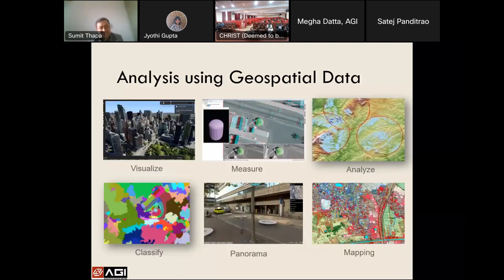And using these different data sets, you can do analysis. Some of these geospatial analyses are: you can visualize in 3D, you can measure, you can capture the information as it is available on the ground. You can do analysis like hotspot analysis. You can classify these images and create your land use, land cover map, showing how the different aspects are available on the ground in that area. You can use it for panoramic images. Reality capture is where a panorama will give you information which is available on the ground, just sitting in your lab or on a computer. And definitely mapping is one of the aspects where geospatial data plays a very big role.